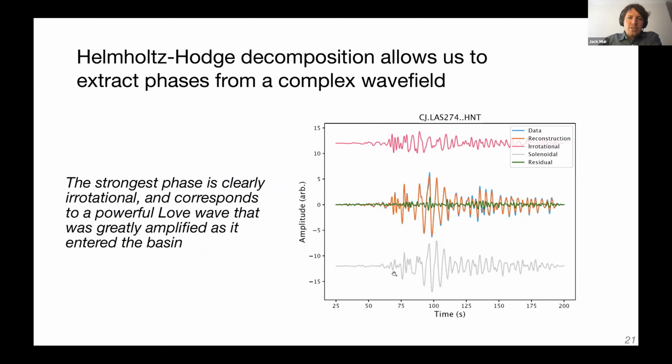We can see here that the strongest phase is clearly irrotational, which corresponds to a powerful Love wave that was greatly amplified as it entered the basin. And actually that formed a large part of my other PhD work, which I won't be talking about today. But this enables us essentially to decompose this wave field here in blue into these pink and gray components that correspond to the two different systems of separated energy.